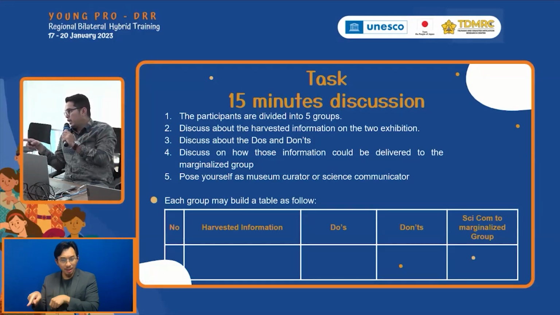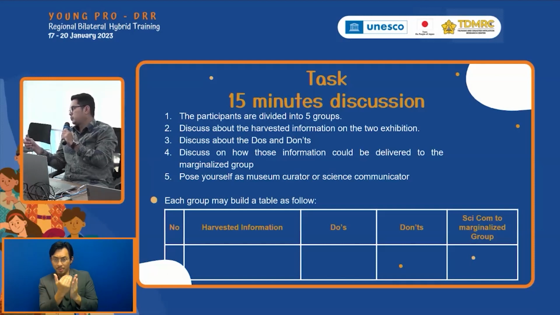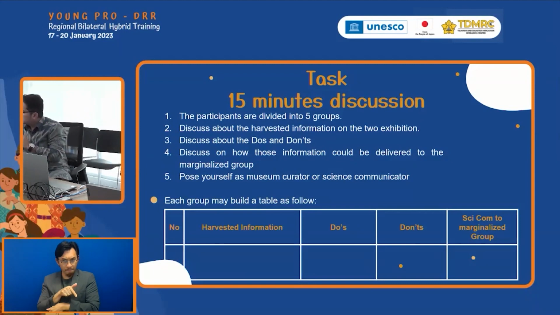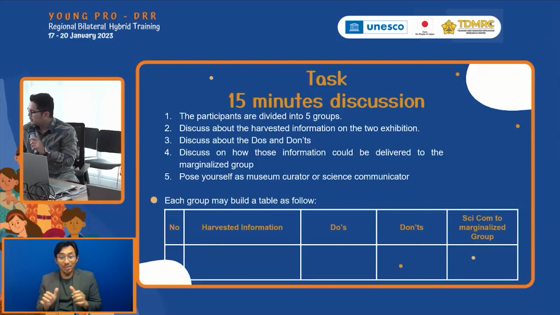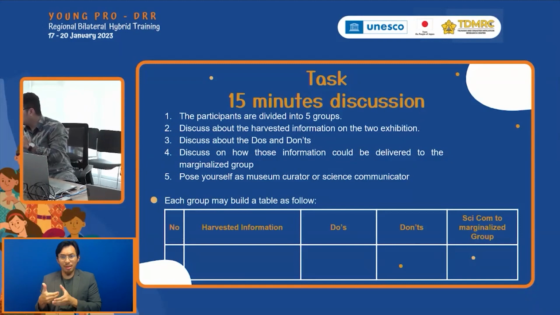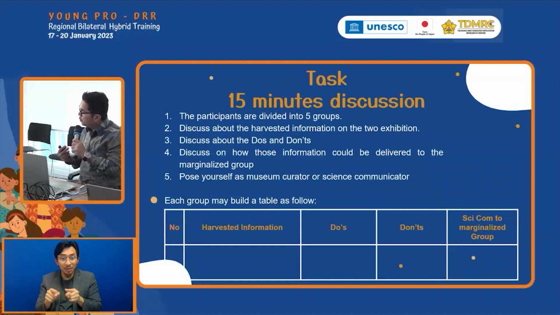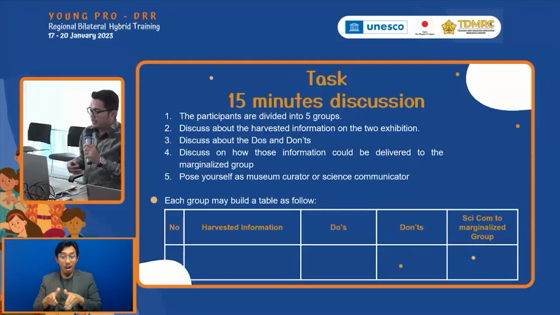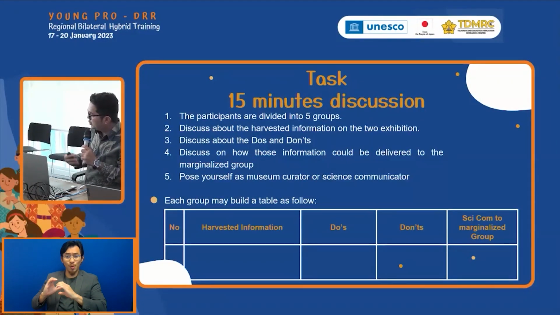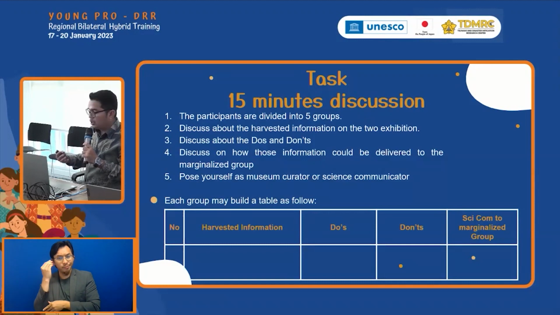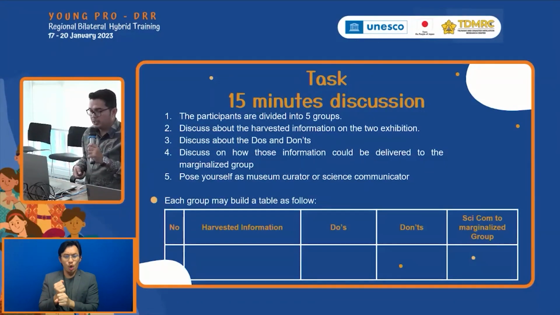If you check on the modules, at the end of the modules, we have the list of the marginalized groups. Not at the end, but at activity 3. Yeah, we have the marginalized groups: women, children and youth, older people, people with disabilities, migrants, and ethnic minorities. So those groups need to be approached in different ways by the science communicator at the museum or other institutions that work on science communication.